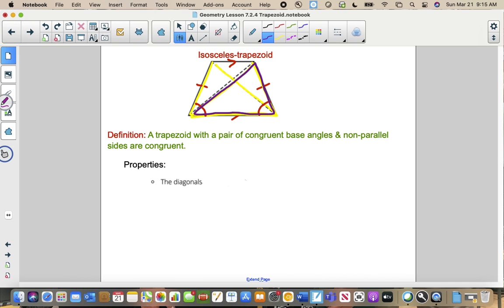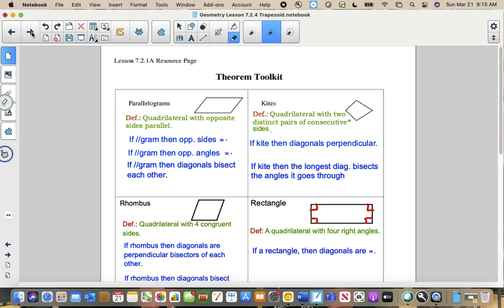The purple triangle and the yellow triangle are congruent by side angle side because this is the overlapping side. So therefore, what do we know about the diagonals? By CPCTC, the diagonals will be congruent. So let's go to our reference sheet and let's write that down.